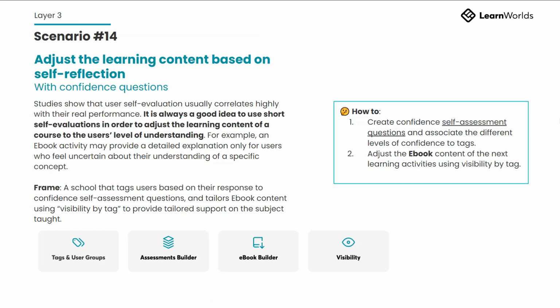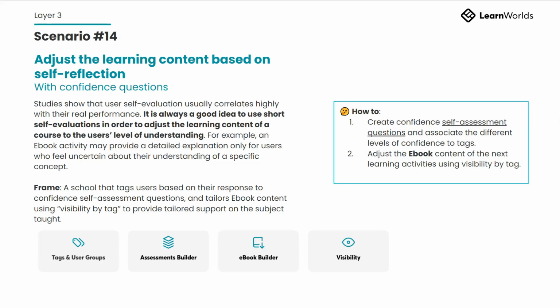Scenario 14, adjust the learner's content based on self-reflection. Studies show that the user's self-evaluation usually correlates highly with their real performance. So it is always a good idea to use short self-evaluation so as to adjust the learning content of a course based on the user's level of understanding. So how can you do that?